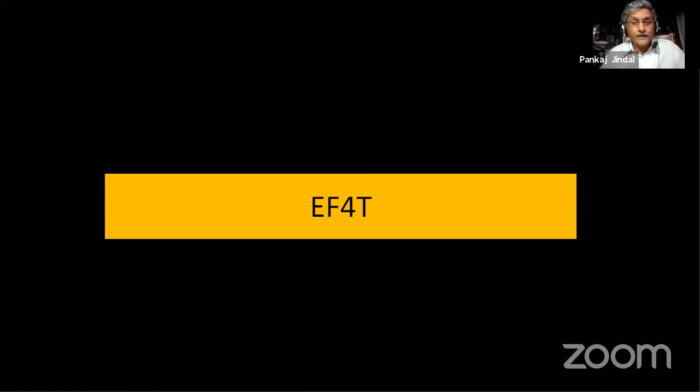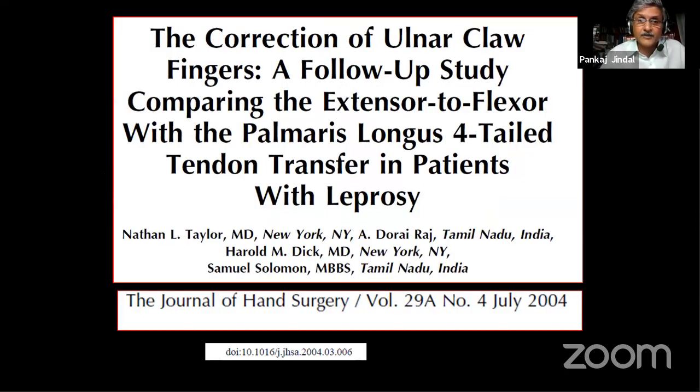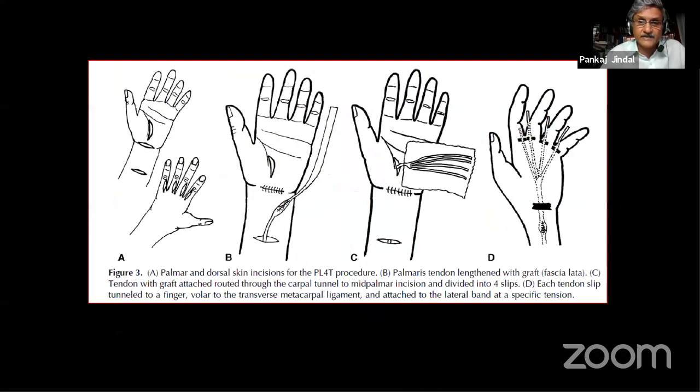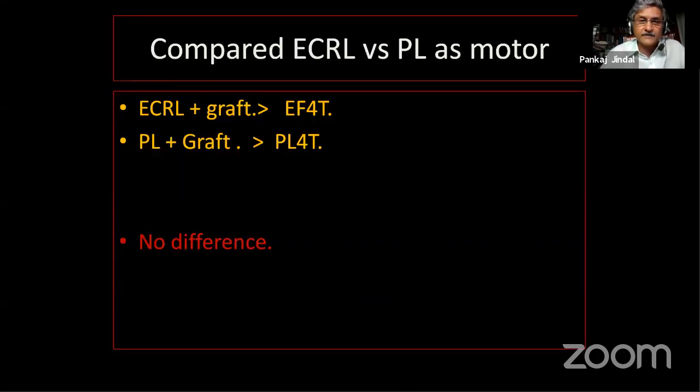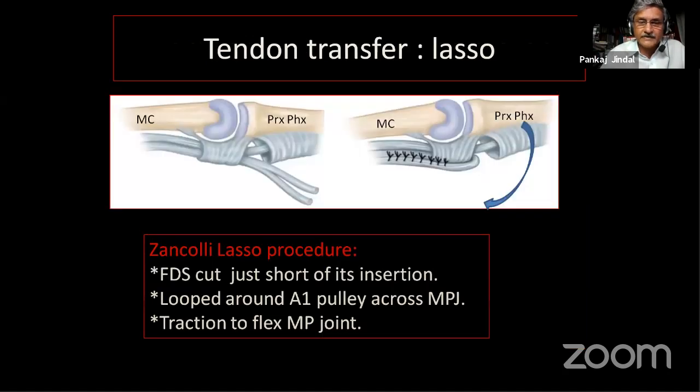EF4T is very popular amongst very senior surgeons here, and you may be asked what are these. So you are supposed to know. Does it make a difference? It makes no difference. Ultimately, you want to correct hyperextension of the metacarpophalangeal joint.